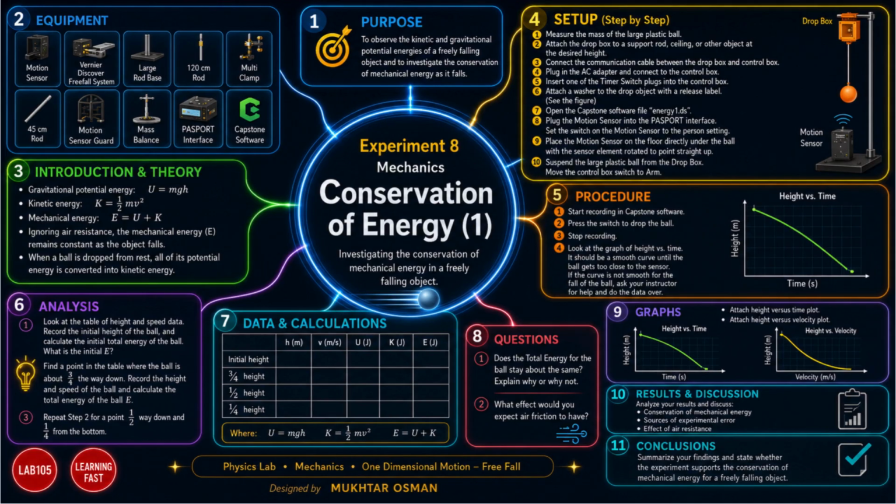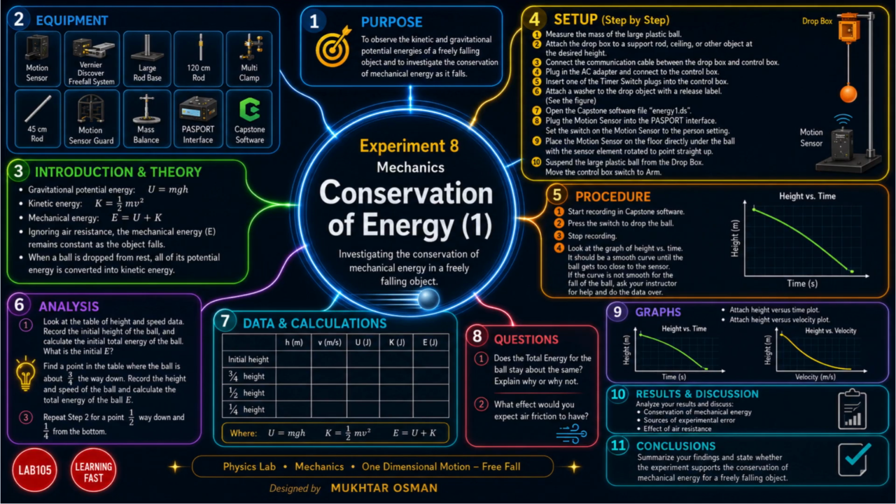Chapter 3. Introduction and Theory. 1. Gravitational Potential Energy, U equals mgh. 2. Kinetic Energy, K equals 1/2 mv squared. 3. Mechanical Energy, E equals U plus K. 4. Ignoring air resistance, the mechanical energy E remains constant as the object falls. 5. When a ball is dropped from rest, all its potential energy is converted into kinetic energy.